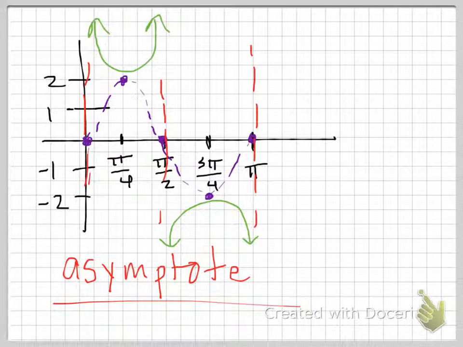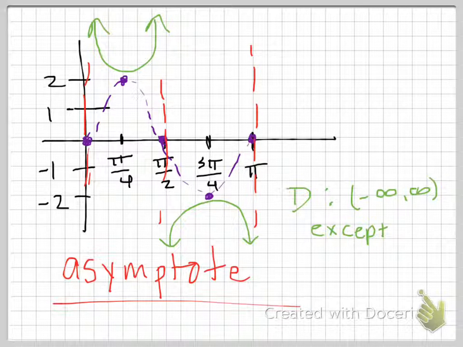So the domain for this is no longer going to be negative infinity to infinity. We're now going to have exceptions. Okay, so it's negative infinity to infinity except multiples of half pi.